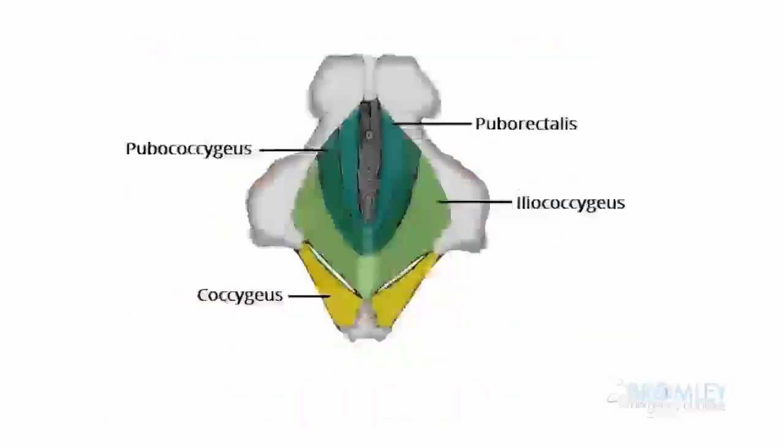So levator ani is a broad sheet of muscle. It is composed of three paired muscles: the pubococcygeus, puborectalis, and iliococcygeus. Levator ani is an important component of the pelvic floor, and it's got three components: pubococcygeus, puborectalis, and iliococcygeus. Coccygeus is a part of the pelvic floor, but not part of the levator ani. It is more posteriorly situated.